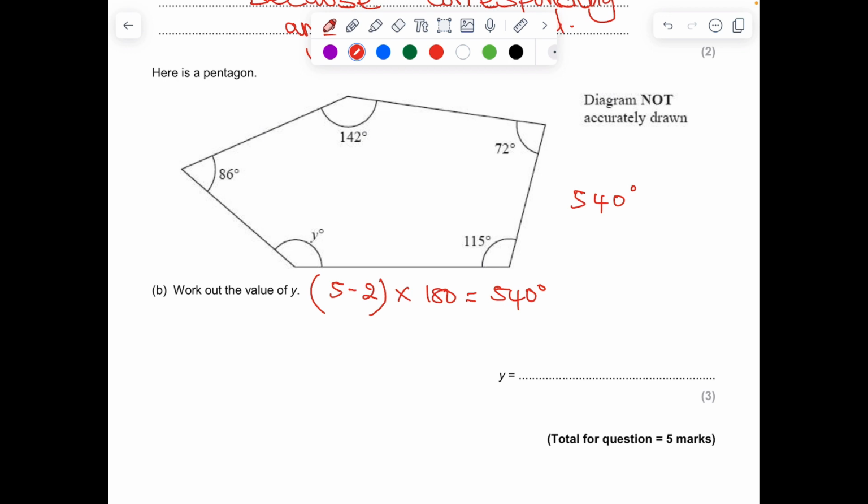So what I suggest you do is really learn the rule, because I think it's quite hard to try and memorise several different polygons. But either way is fine.